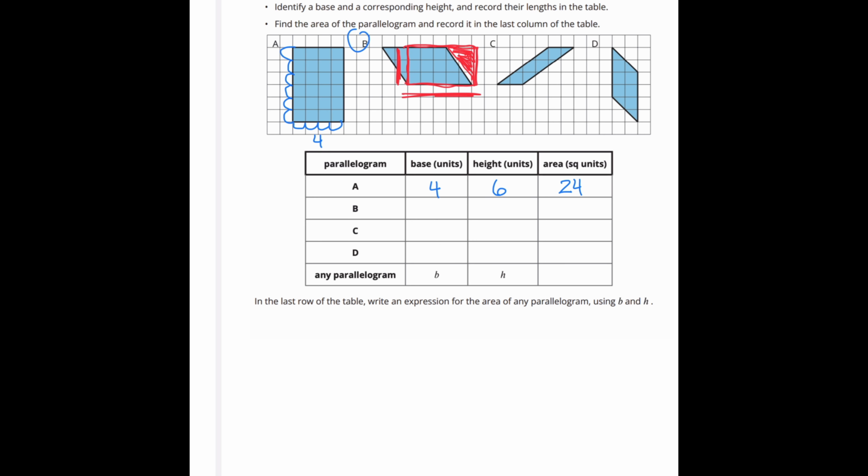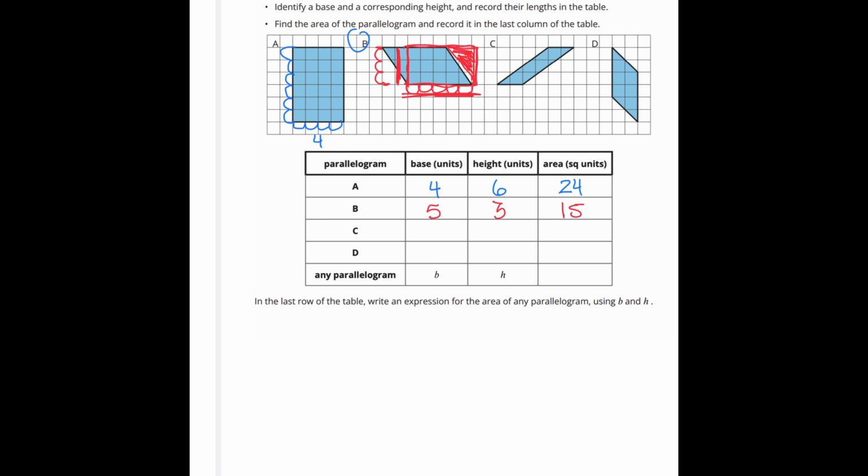Isn't that crazy? So let's calculate the base first. 1, 2, 3, 4, 5 for that base. And then let's calculate the height, just like we've been learning to do, not following the slant, just from the tippy top point to the bottom point. 1, 2, 3. 5 times 3 is 15, so the area of this parallelogram is 15.